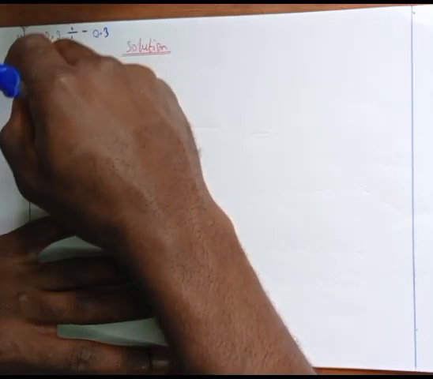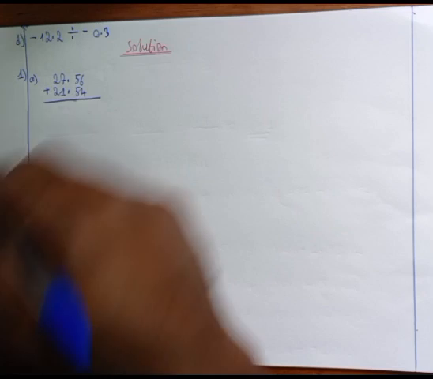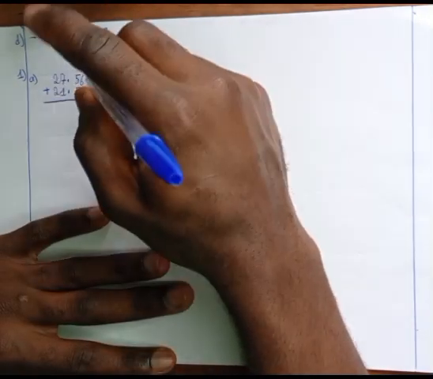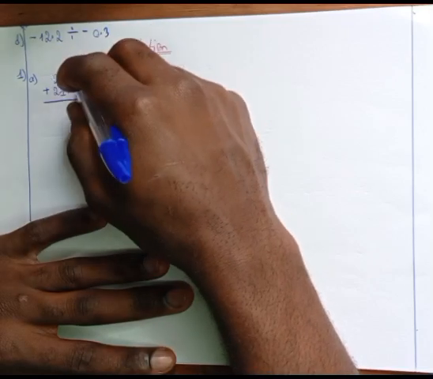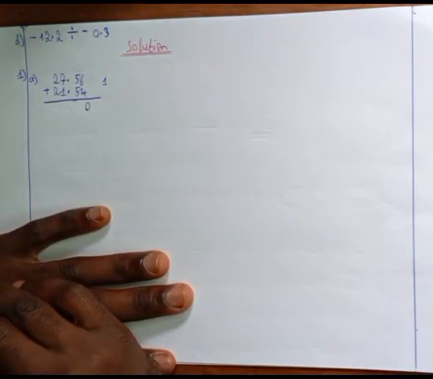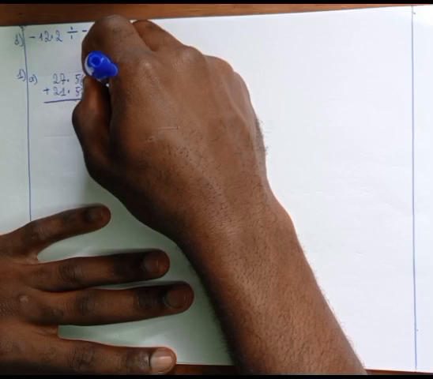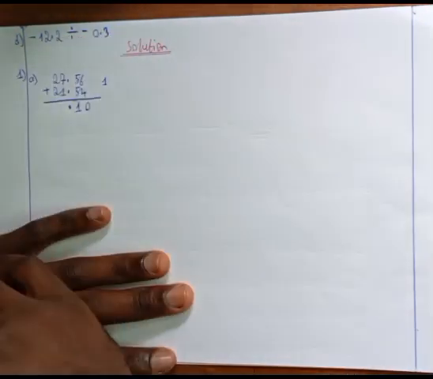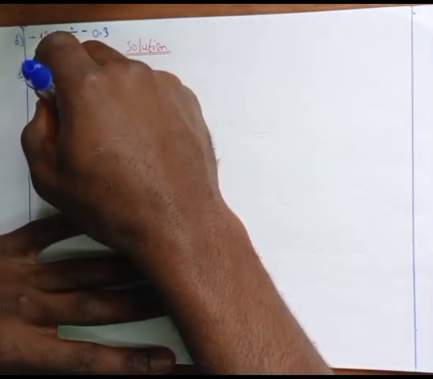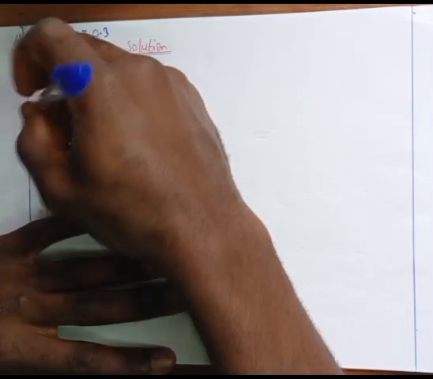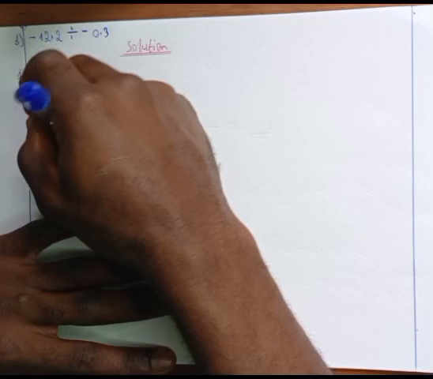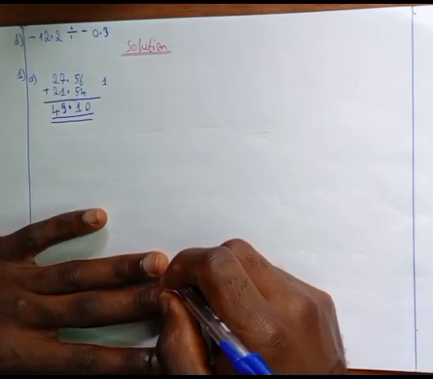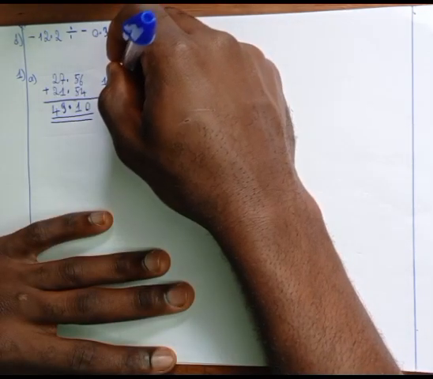21.54. We add 6 plus 4 gives us 10. We are going to write down 0. We carry 1. 5 plus 5 gives us 10. 10 plus 1, 11. We write down 1. We carry 1. We bring down the decimal point. 7 plus 1 gives us 8. Plus 1 we carry gives us 9. 2 plus 2 gives us 4. So the answer will simply be 49.10.